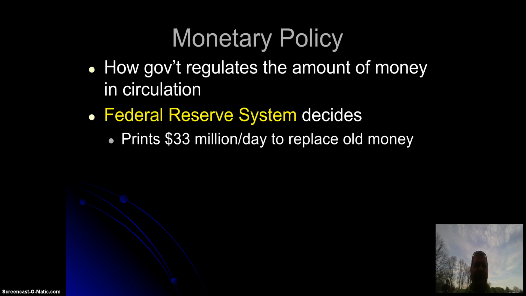Notice entry point 8.5. Today we're going to go over the monetary policy. This is how government regulates the amount of money in circulation. The Federal Reserve regulates the money. They decide how to regulate the money. They print up to $33 million a day to replace old money, which I would love some $33 million a day. Just going to let you know.